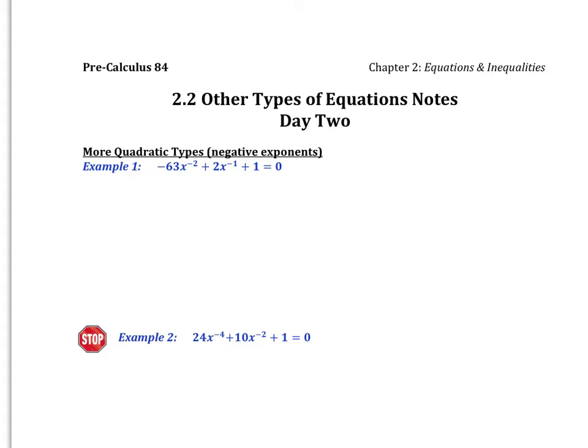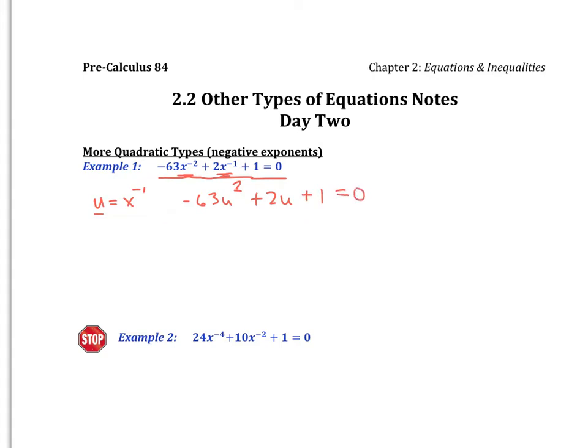We're going to start today with something that we were working on yesterday, and that is the idea of u substitution. So if I look at this example here, I have a quadratic. If you don't like the idea of having the negative exponents, one of the things that we can do is say u is equal to x to the negative 1. Remember, you're always going to do u equal to the middle one. So x to the negative 1 squared would be x to the negative 2, which means that would be u squared. So now I've got negative 63u squared plus 2u plus 1 equals 0.